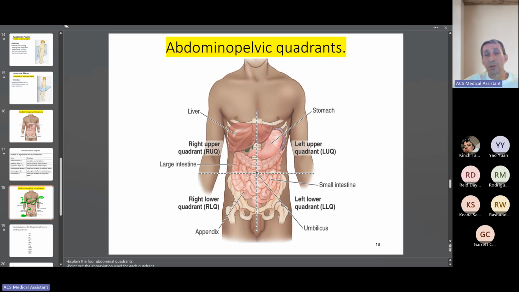For now, the quadrants. So remember in which quadrant is the liver located, in which quadrant is the stomach located, in which quadrant is the appendix located, and what RUQ, LUQ, RLQ, and LLQ stand for. Because that definitely is going to be questioned for exams. Any questions?